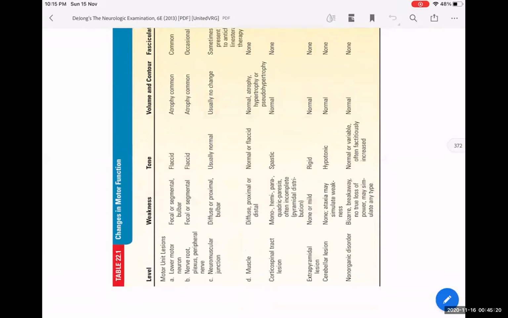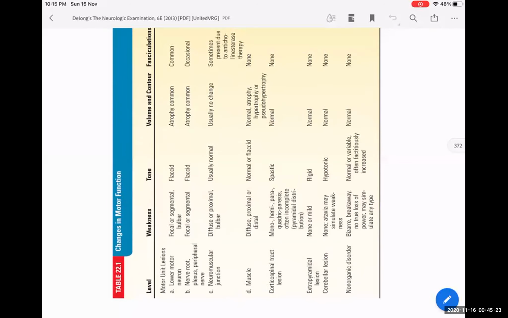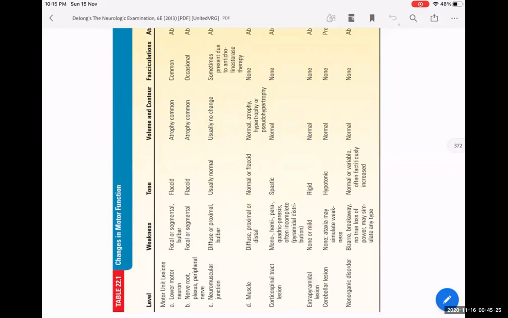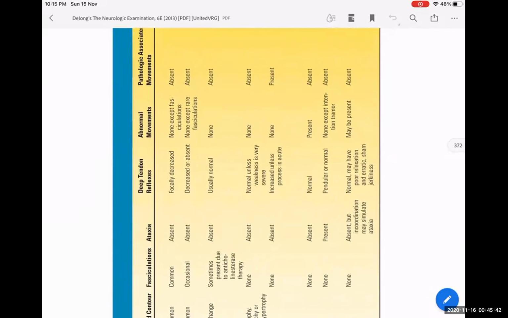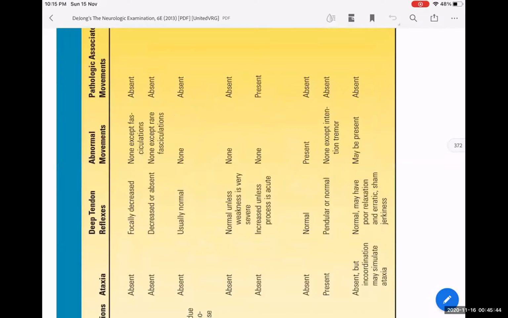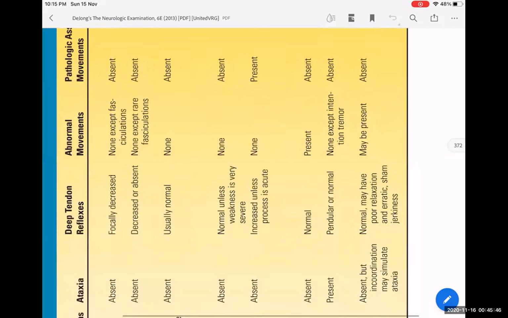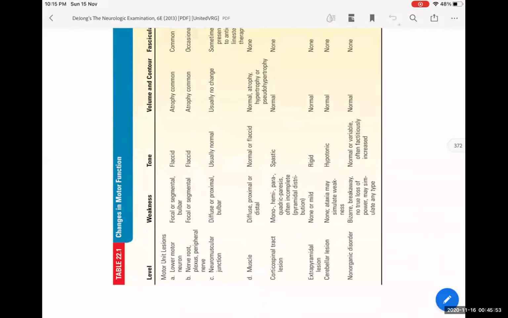So what is the subcortical lesion? It is the extrapyramidal syndrome. In an extrapyramidal lesion, there will not be any weakness, or there is usually a mild weakness which is very subtle and cannot be appreciated that much. Tone is always a rigid type of hypertonia. Volume and contour will be normal. Fasciculations will be absent. Ataxia will be absent. DTR will be normal. The only thing is the abnormal movements. This abnormal movement is something you must know. So that is regarding the basal ganglia or extrapyramidal syndrome.